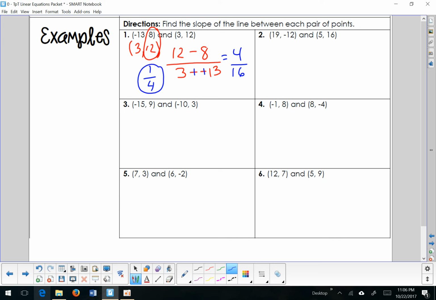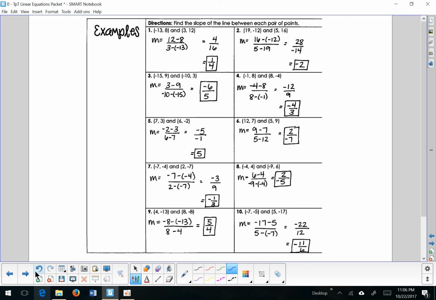So pause the video now, try using this formula on your own, and see if you can get the next 5 questions right. Okay, now that you've had a chance to pause the video, let's take a look at your results. Pause this video to check the answers on your paper. When you're finished, begin again on the next side.